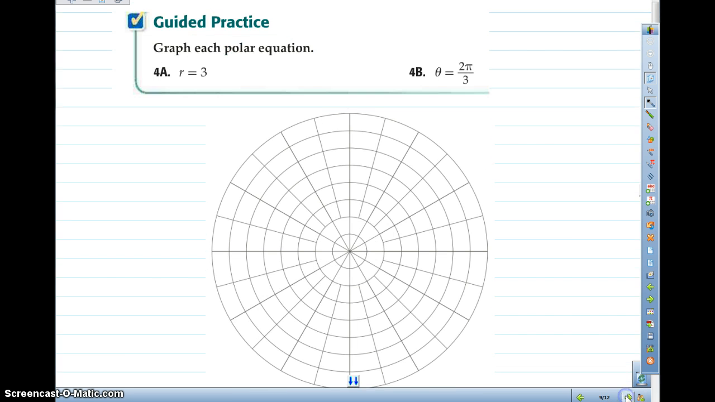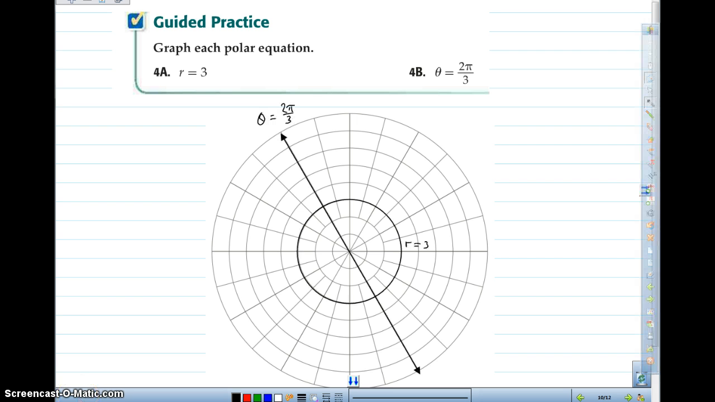Okay, very similarly, try these two on your own. Okay, so there's our circle with radius 3 and our line of all the points where the angle of rotation was 2 pi over 3.